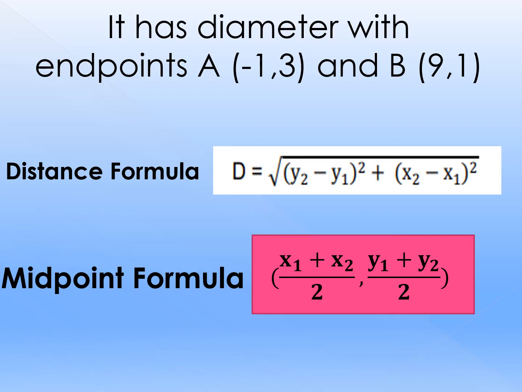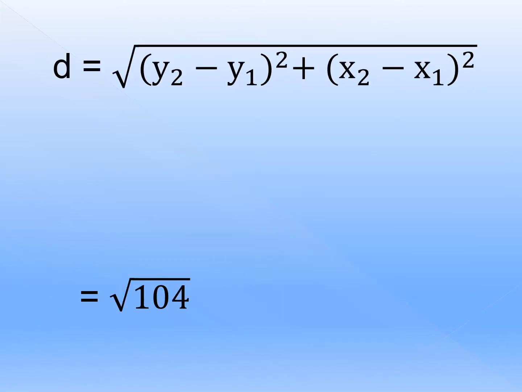Again, you learned this topic when you were in grade 10. The formula is x sub 1 plus x sub 2 divided by 2, and y sub 1 plus y sub 2 all over 2. So let us now answer this one. Let's start with the distance formula. First, we're going to write d is equal to the square root of y sub 2 minus y sub 1 squared plus x sub 2 minus x sub 1 squared.